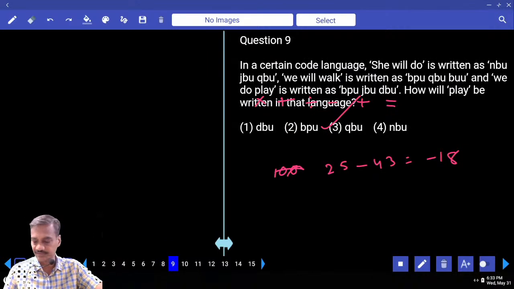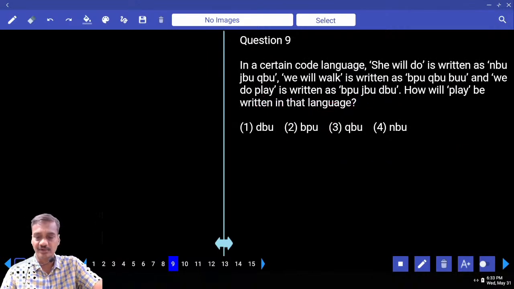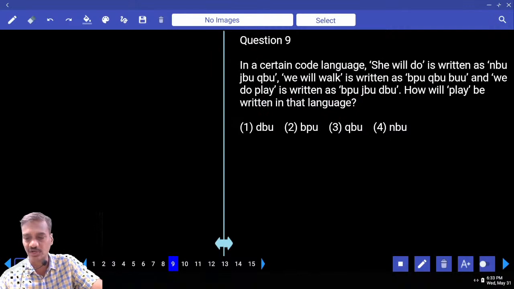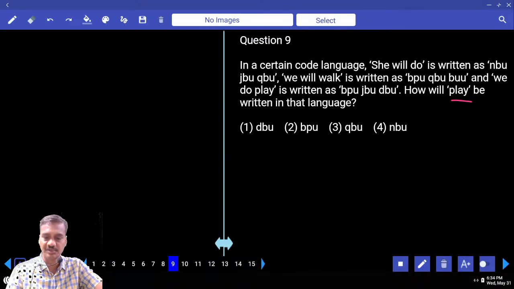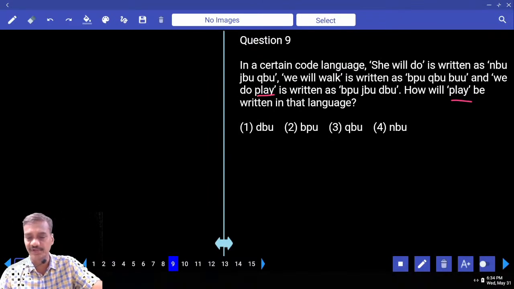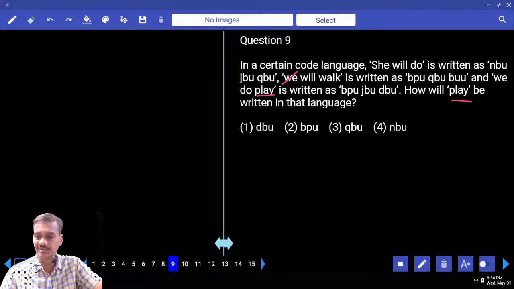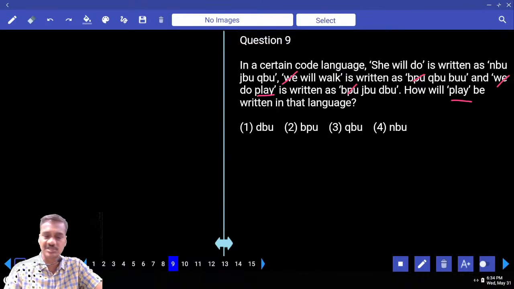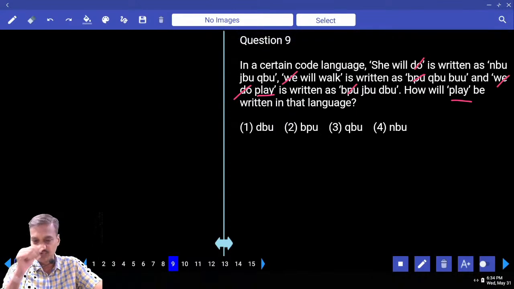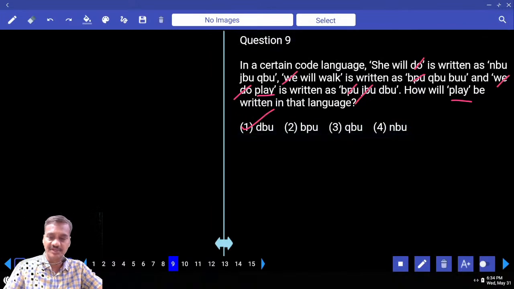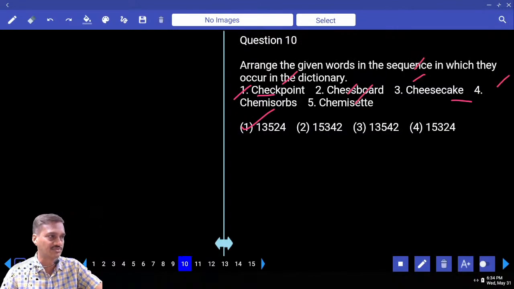The next, 9th one. Now C will do is written as so and so. How will play be written in this one? Where is this word play? Now we do play, that is in the third one. Now we need to find out we and do. Now we is common between the second and the third, and which code is common? BPU. And play and will is do is common between the first and the third, and what is the code that is common? JBU. Then what is left out? DBU is the code to the word play, choice 1, 9th one.